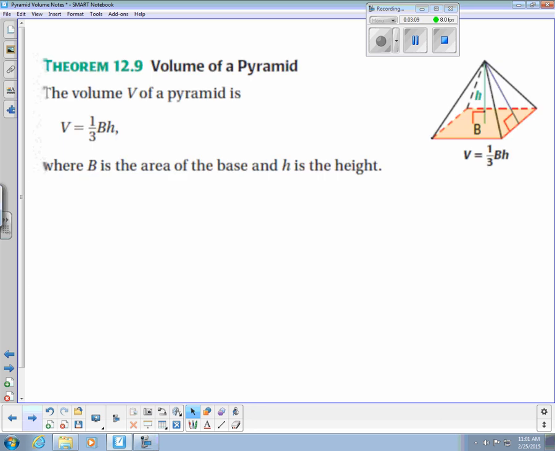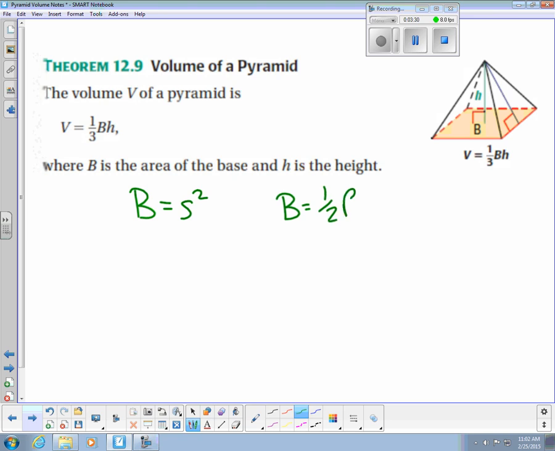All right, so our theorem here for today is 12.9, which is the volume of a pyramid. Volume of a pyramid is equal to 1/3 big B H. Let me remind you that, like I told you with prisms, you must do your big B work separately. So in this case, if we have a square-based pyramid, we would use S squared. If we had a pyramid that had a hexagon, we might use 1/2 P A.